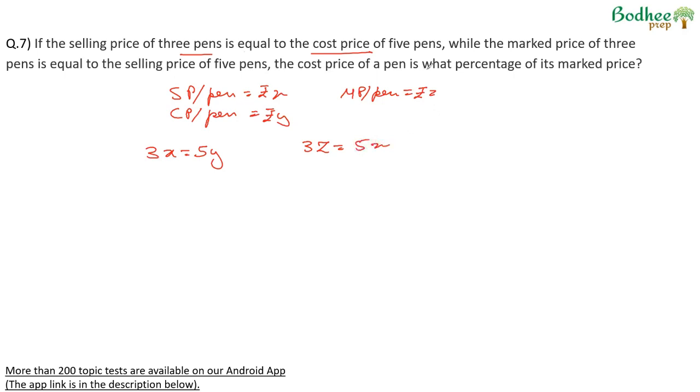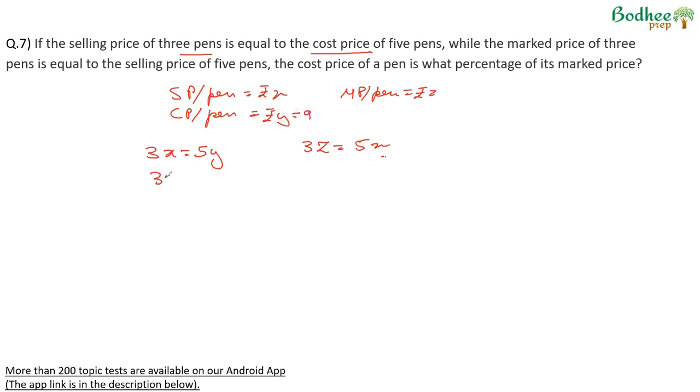The cost price of a pen is what percentage of the marked price? So if we want to find the value of that, we want x to be a multiple of 3, and here x has to be a multiple of 5. So what we can do is take y as a multiple of 3. We can take y as 9.